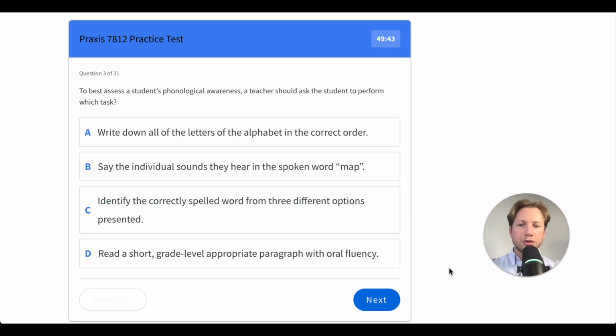All right, so in order to answer this, we have to have a refresher about what phonological awareness is. Remember, phonological awareness is the ability to recognize and manipulate sounds in spoken language, which is precisely what segmenting a word into its individual sounds is. Here we have map, app, and that's what that assesses. So I'm going to go ahead and click the answer option B.